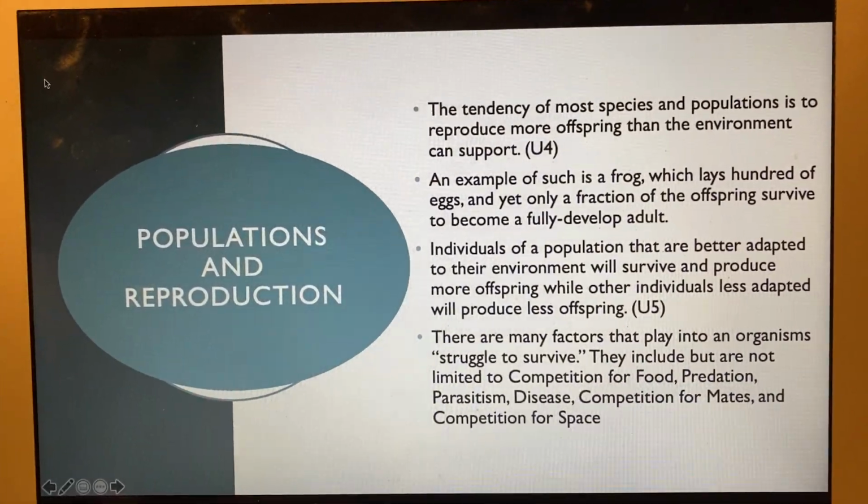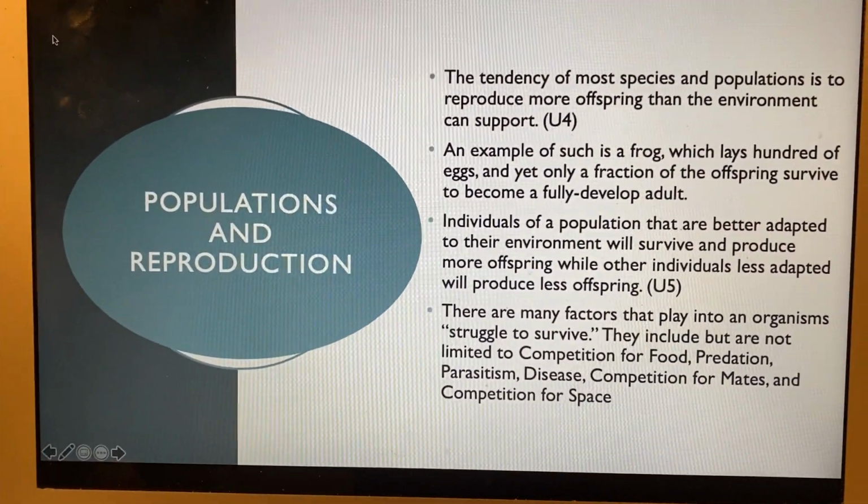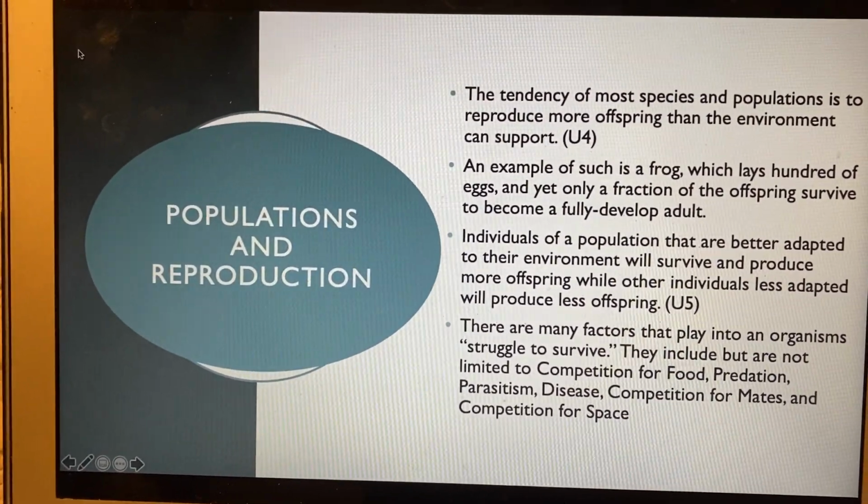Now, populations and reproduction. The tendency of most species and populations is to reproduce more offspring than the environment can support. So a famous example, of course, the frog.